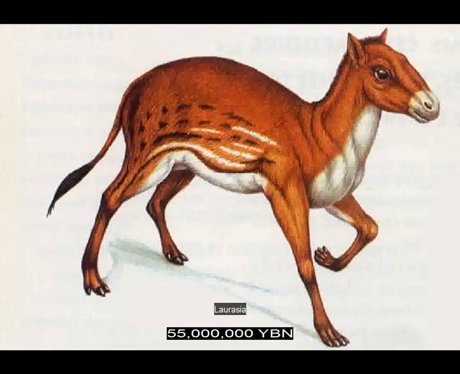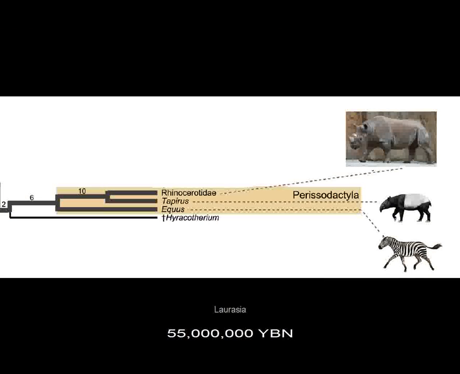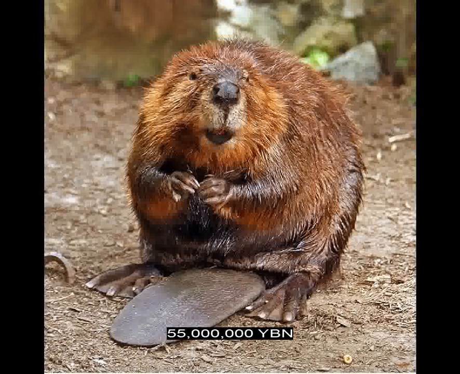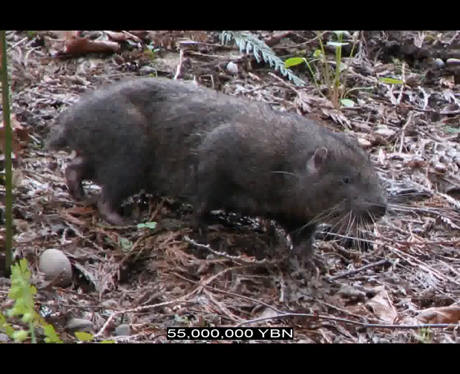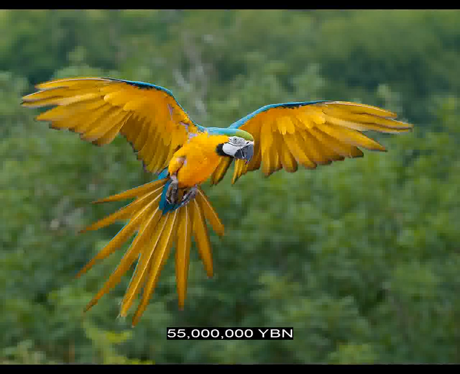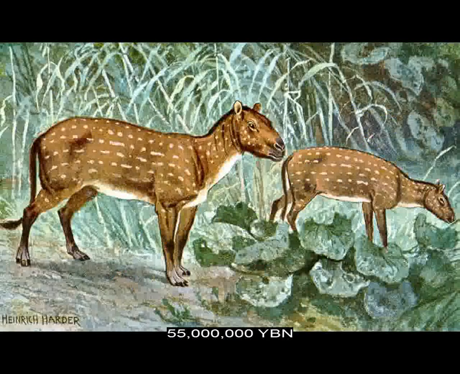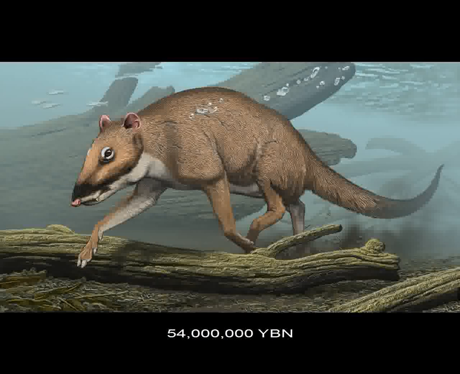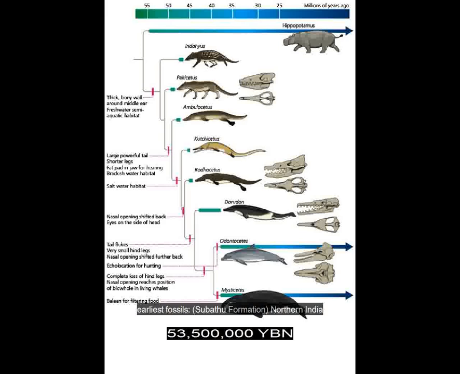The Laurasiatheres Perissodactyla evolve, also called odd-toed ungulates, the ancestor of all horses, tapirs, and rhinos. The rodents beavers, dormouse, mountain beaver, squirrel, and marmot evolve. The birds Psittaciformes evolve. Parrots. Horses evolve. The first giraffes evolve. The last common ancestor between hippos with dolphins and whales. The earliest marine mammal and whale, Himalayacetus.